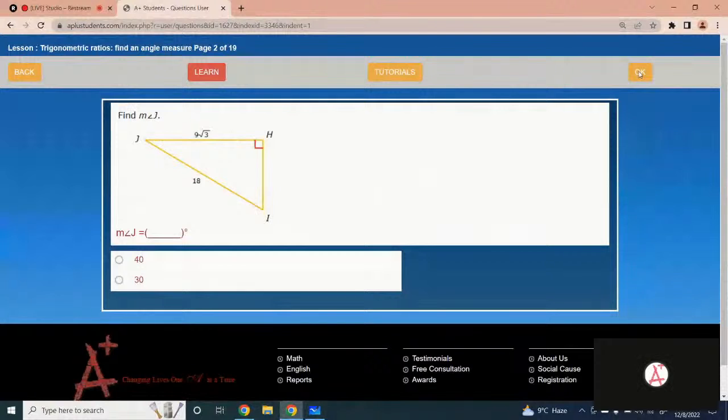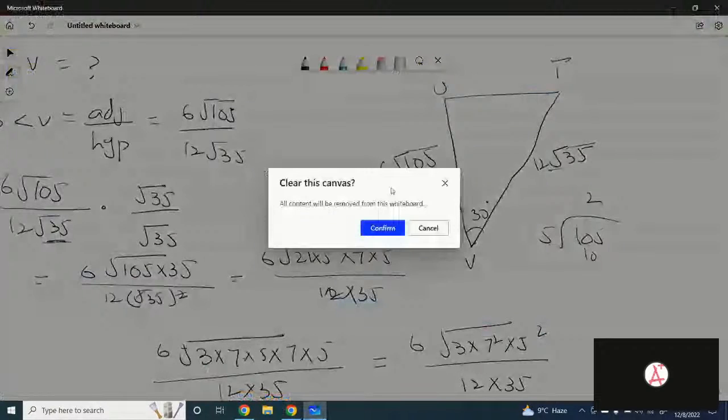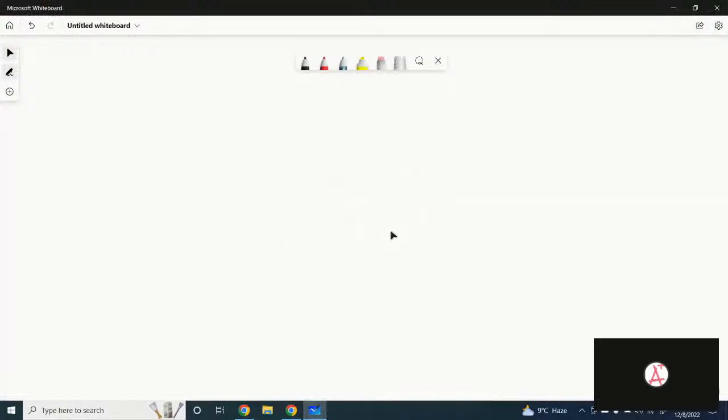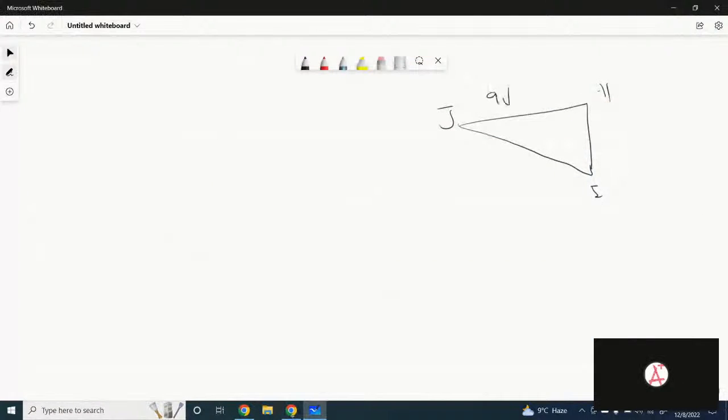Let's just do another one. The next one is the measurement of angle J. It is triangle JHN. You have 9 square root 3 and 18, and you have to find the measurement of angle J. Got it?